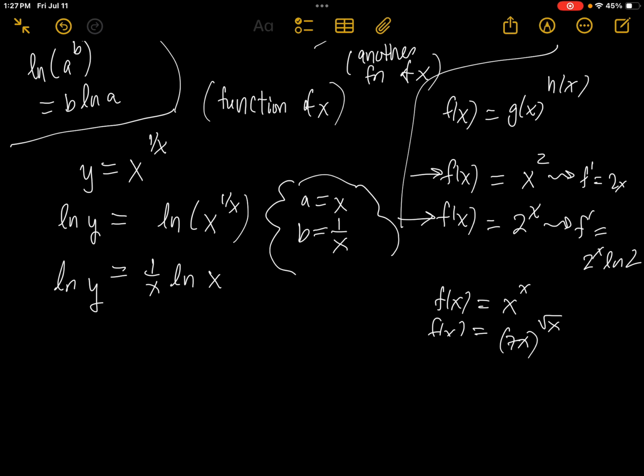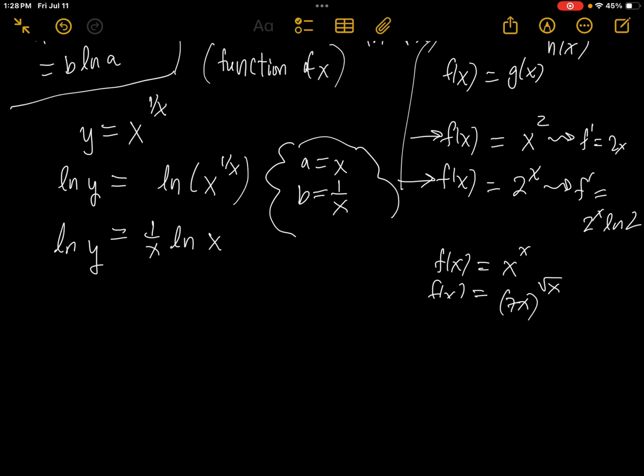Now I'm going to differentiate both sides with respect to x. When I differentiate both sides with respect to x, what am I going to get on the left? Remember, y is a function of x. So I'm not going to get just 1 over y. I'm going to get 1 over y times the derivative of y, which is y prime. That's from the chain rule.